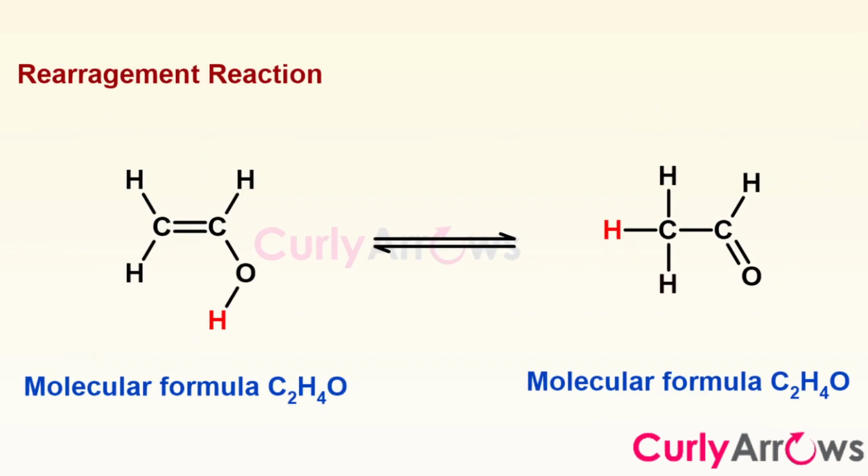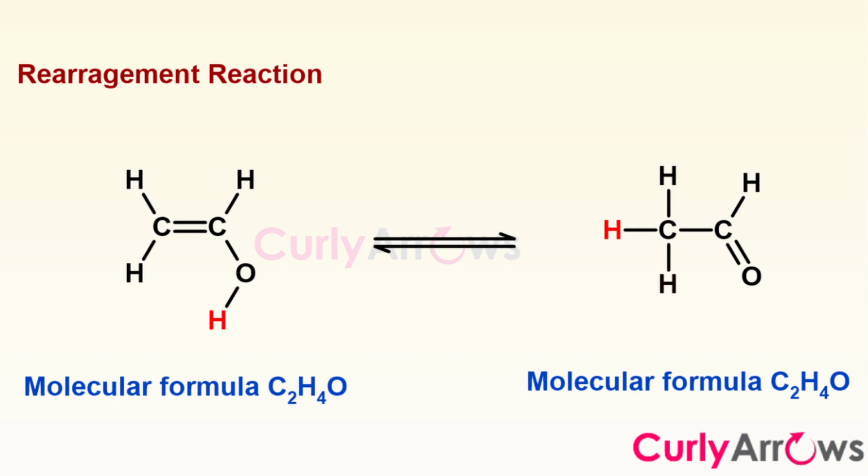For example, suppose an alkene alcohol or an enol functional group tries to undergo a rearrangement reaction to form another stable functional group, ketone. In that case, it is the hydrogen atom on the alcohol molecule that migrates. Still, both molecules have the same molecular formula.